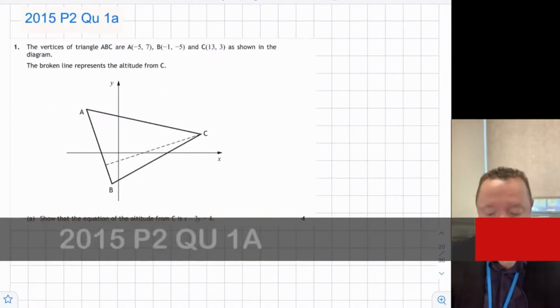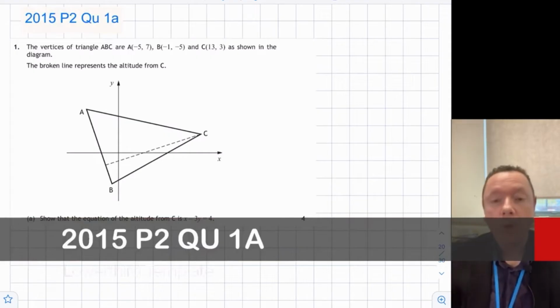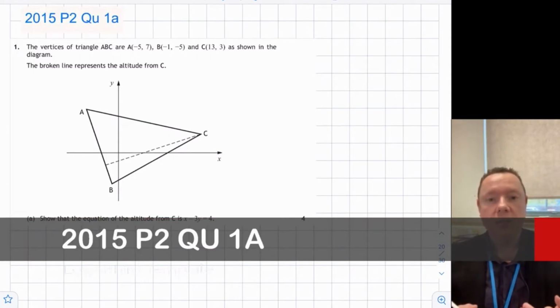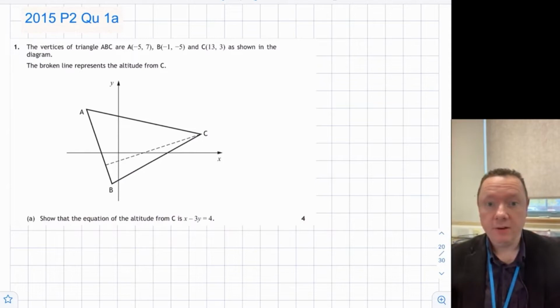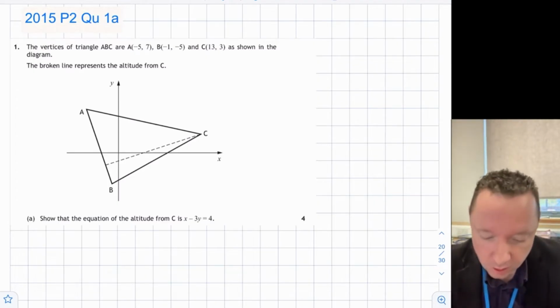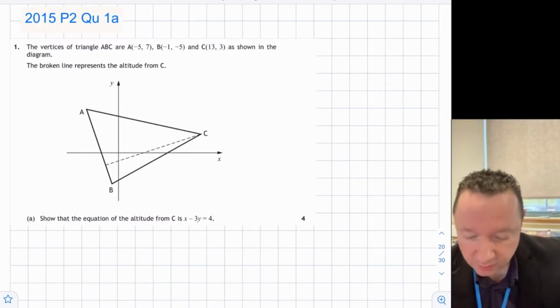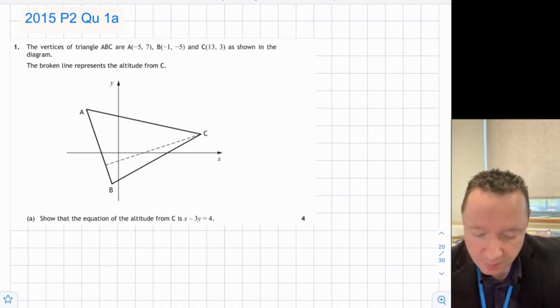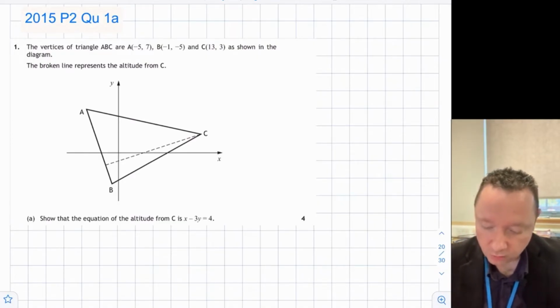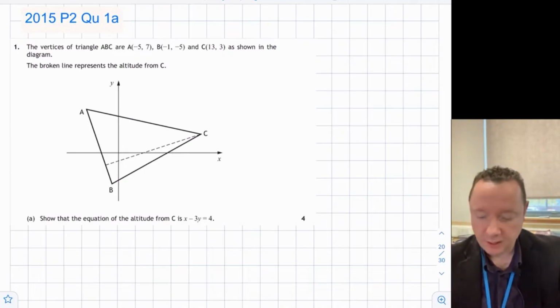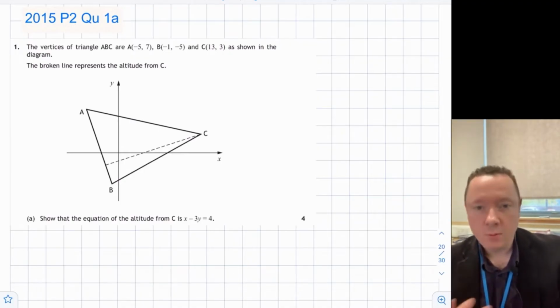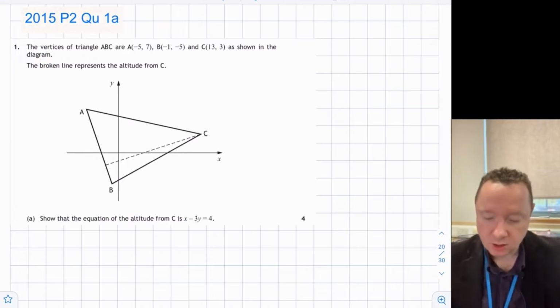Okay, a little past paper question, 2015 paper 2, question 1A. You'll notice that most of these questions have three parts. You'll find the equation of various things. Once we get to the end of this course, we'll bring it all together and show all three parts together. But for now, we'll just do part A. The vertices of the triangle ABC are (-5, 7), (-1, -5), and (13, 3) as shown in the diagram. The broken line represents the altitude from C. Show that the equation of the altitude from C is x minus 3y equals 4. So they're telling us what the equation is going to be, but we're just going to work it out and see if we get the same answer.